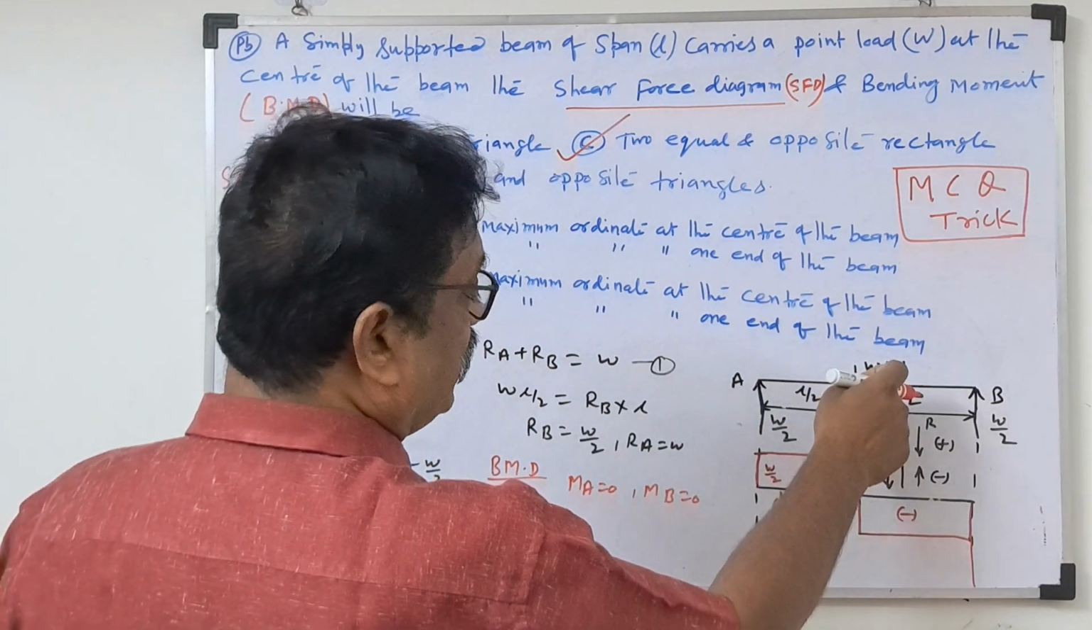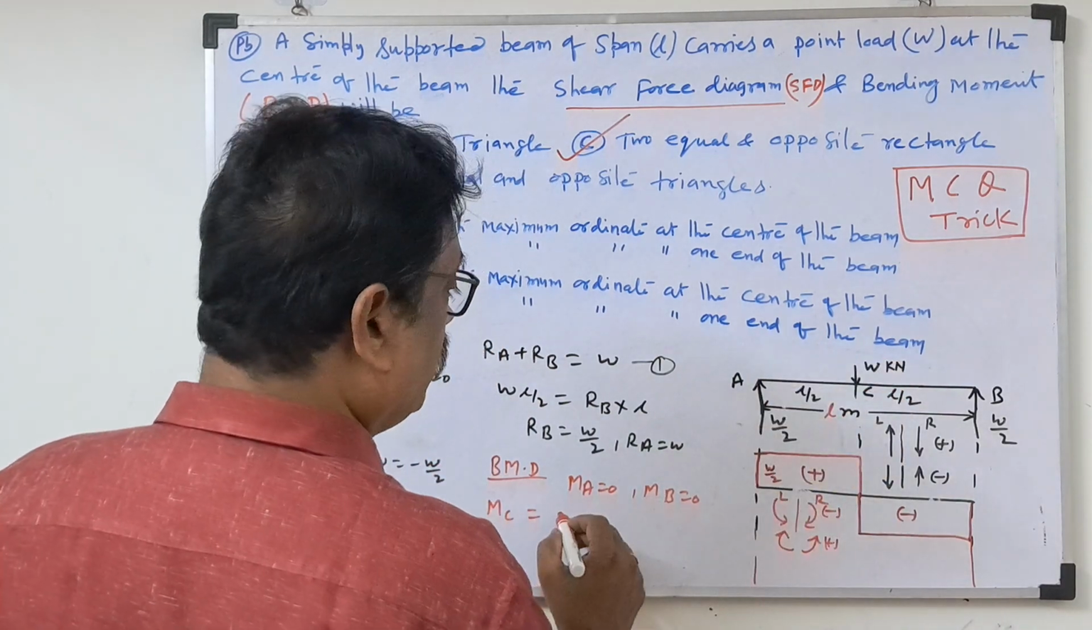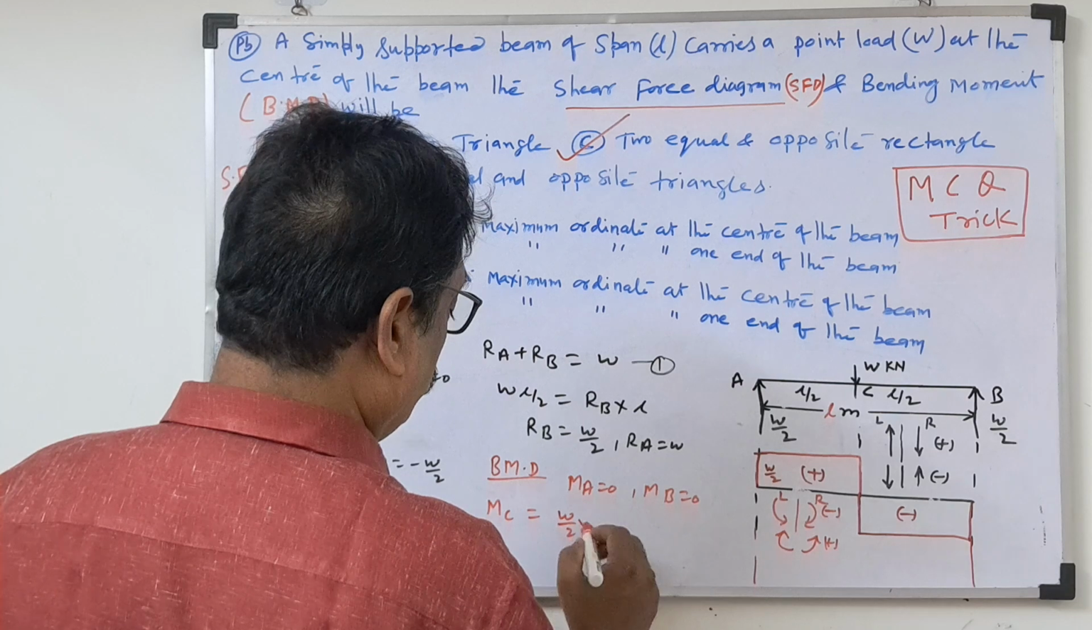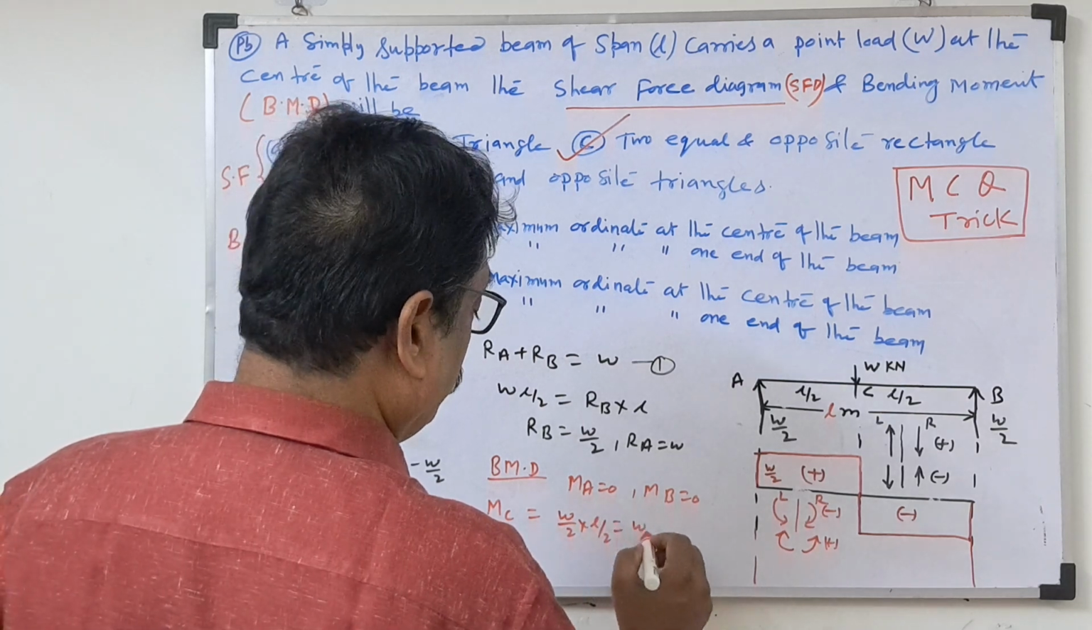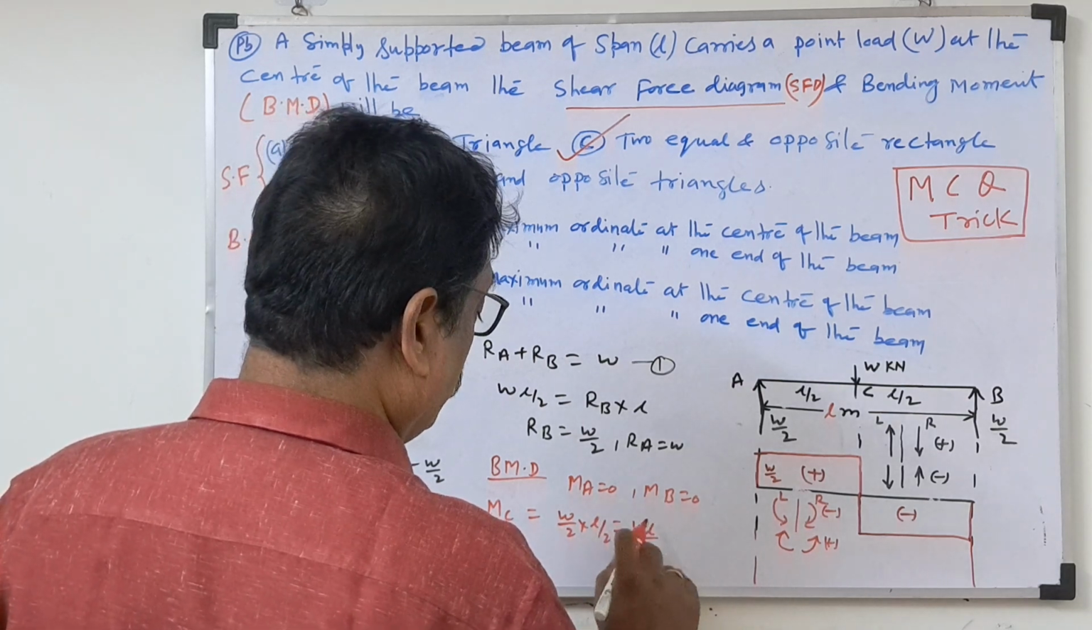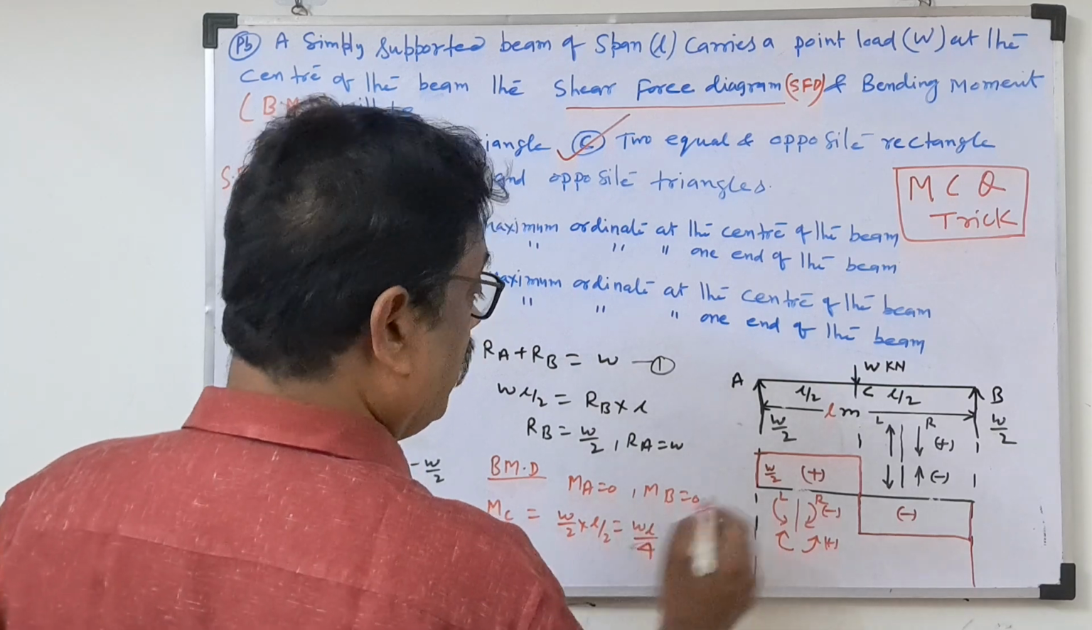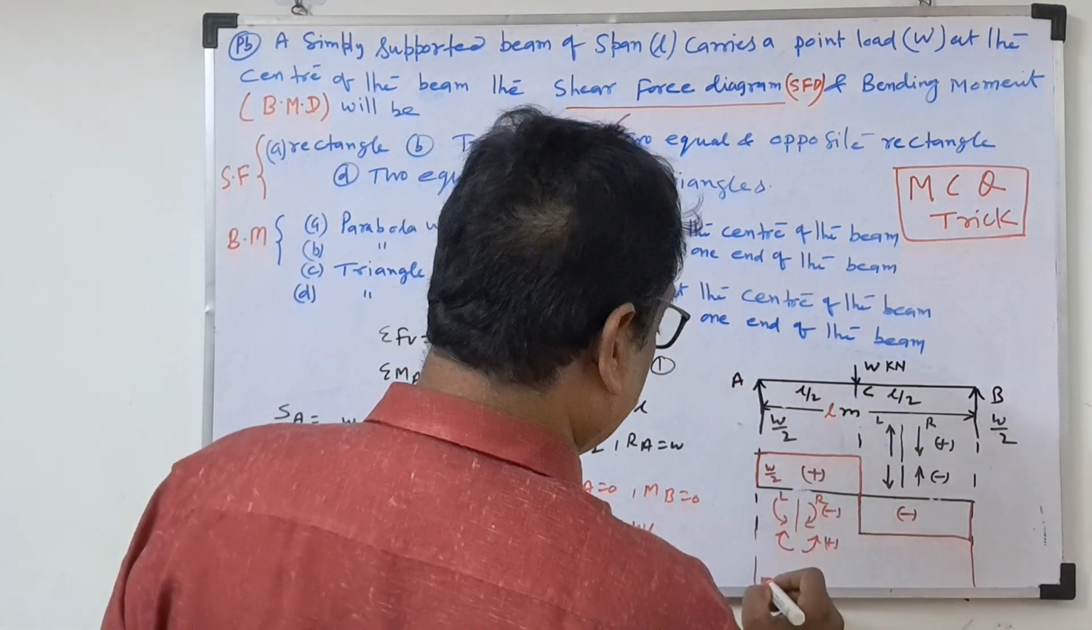MC, what will it be here? W by 2 into L by 2, W by 2 into L by 2. So it will come to WL by 4. WL by 4. And MB and MA will be 0.